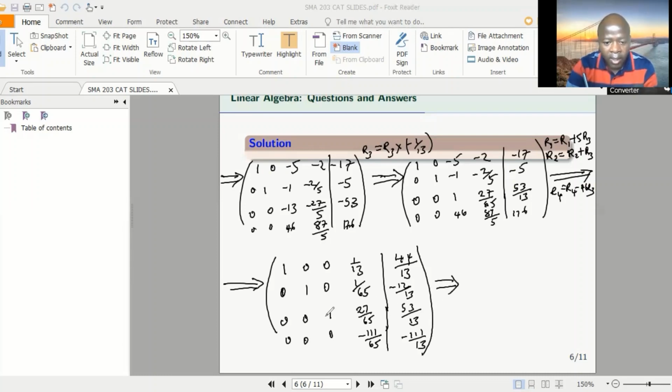Now, we already have achieved a 1 here. So we now want a 1 in this position. That means to get the new row 4, I will take the current row 4 and multiply it by negative 65 out of 11, because we wanted a 1 here. And so what does that give us?